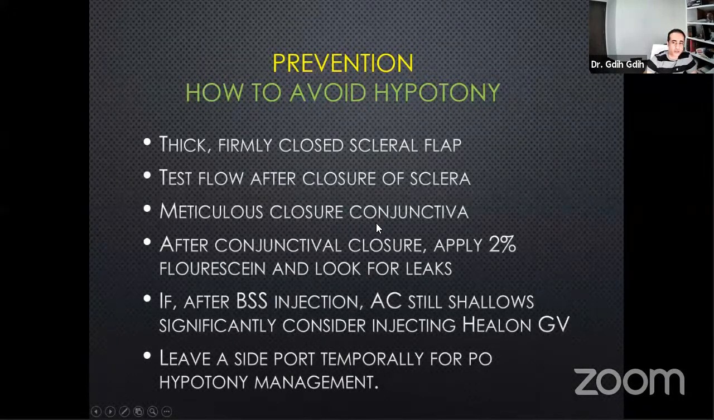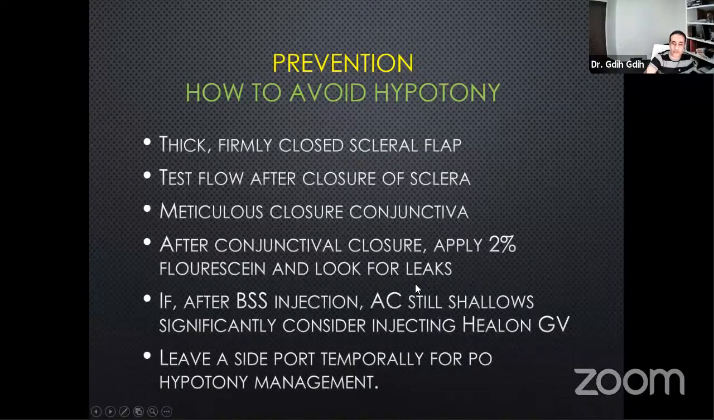Meticulous closure of conjunctiva is key in glaucoma surgery, because the worst thing you can have the day after surgery is having a flat AC. It's always okay to have a higher pressure, because that can be dealt with more easily than having a flat AC and a low pressure. After conjunctival closure, apply 2% fluorescein minims and look for leaks.